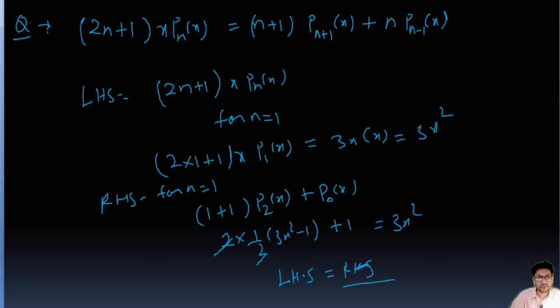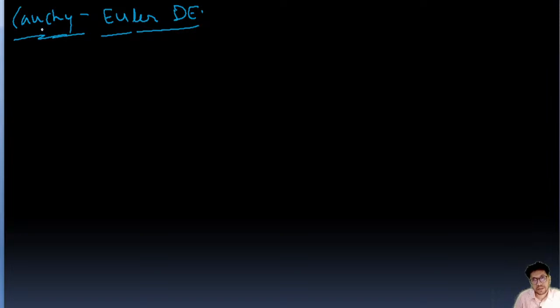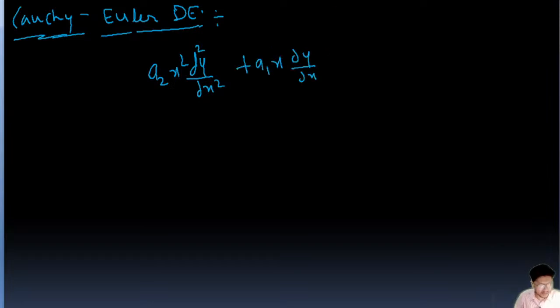Next, the Cauchy-Euler differential equation. So this is the Cauchy-Euler differential equation: a2 x square d2y over dx square plus a1 x dy over dx plus a naught y equal to q(x).